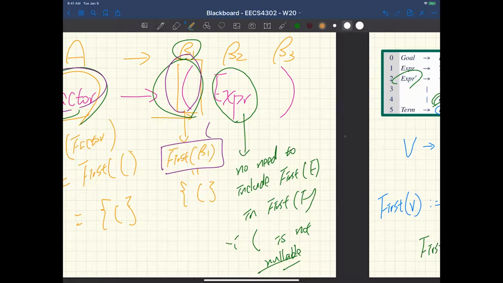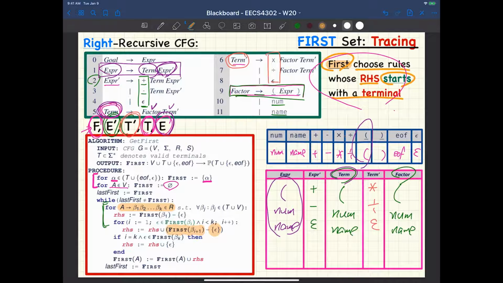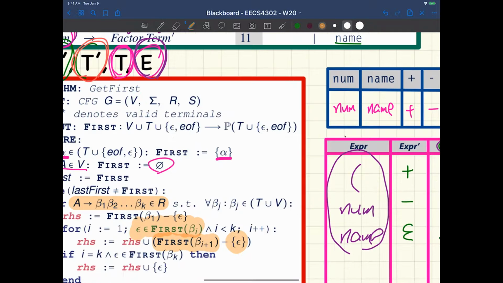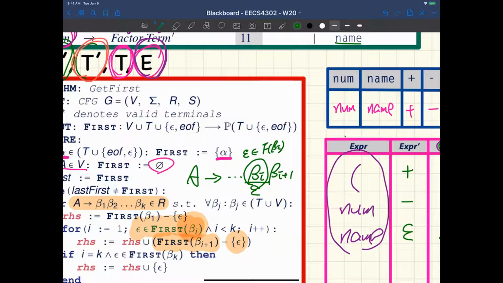Okay, so now, again, when you study the algorithm, this is the condition. As long as epsilon is in the current position, beta i. Okay, thinking this way. A produces something until, let's say, beta i, and also beta i plus 1. If I know that epsilon is in the first set of beta i, I know that it's possible this might just be epsilon. In that case, I should also include the first of beta i plus 1 into the first of A. That's basically what we're doing.